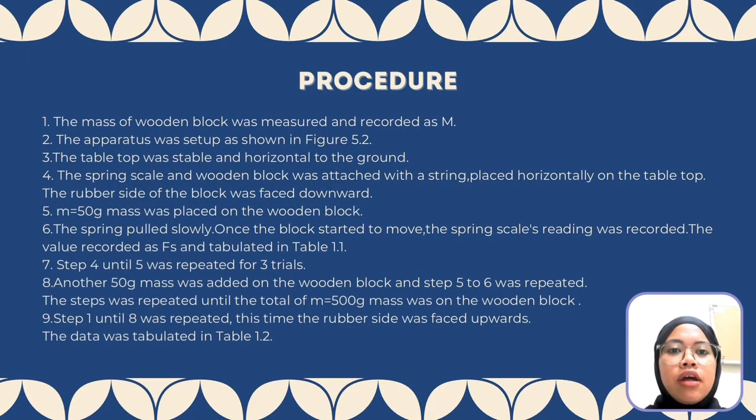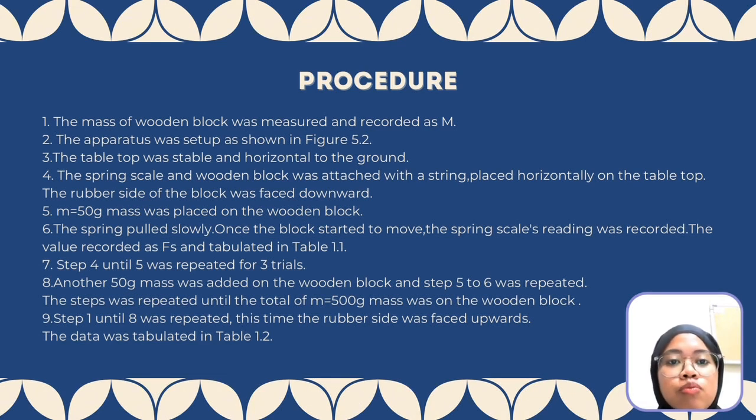For the procedure, the mass of the wooden block was measured and recorded as m. The apparatus was set up as shown in figure 5.2. The tabletop was stable and horizontal to the ground. The spring scale and wooden block were attached with a string placed horizontally on the tabletop. The rubber side of the block was faced downward. A 50-gram mass was placed on the wooden block.